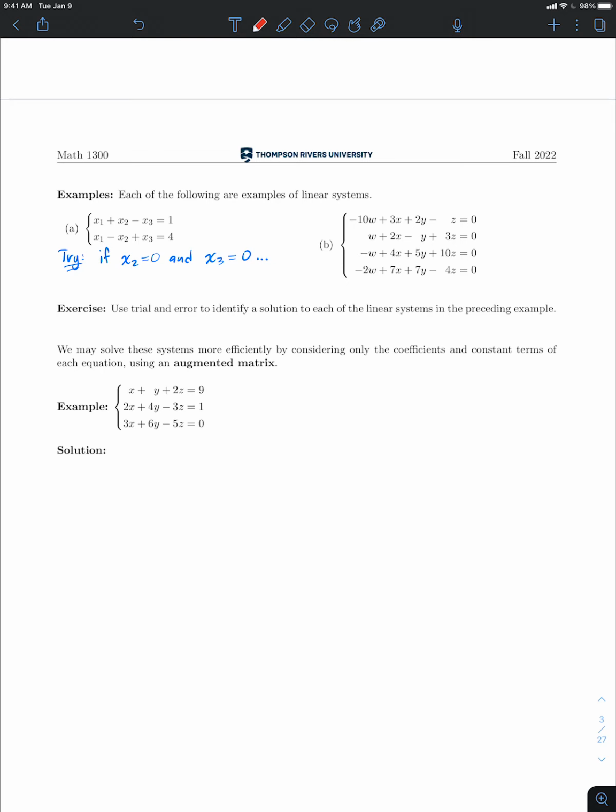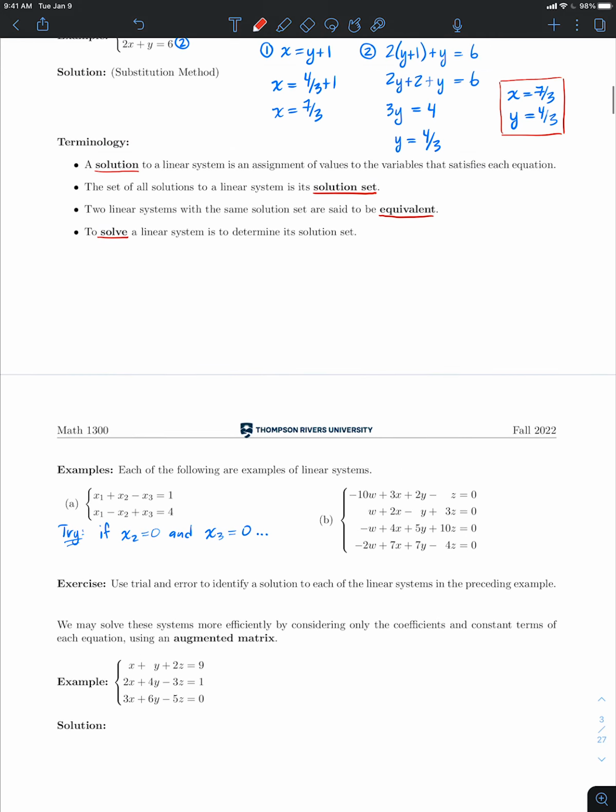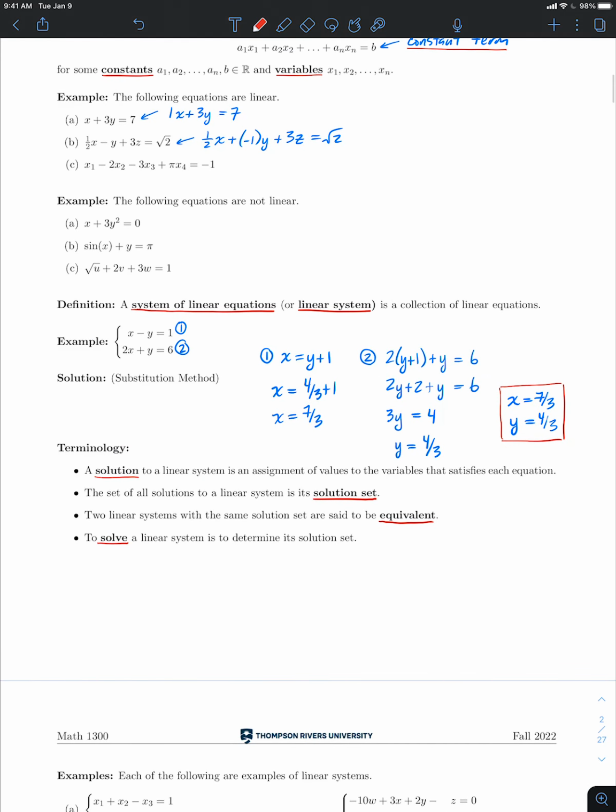Let me give you something to think about. If I were to go back to this example that we solved here, where we had x minus y is equal to 1 and 2x plus y is equal to 6, what if instead of x and y, I changed the variables to u and v? So the first equation was u minus v is equal to 1, and the second equation was 2u plus v is equal to 6. So I just changed the x to a u and I changed the y to a v. Well, what would change?